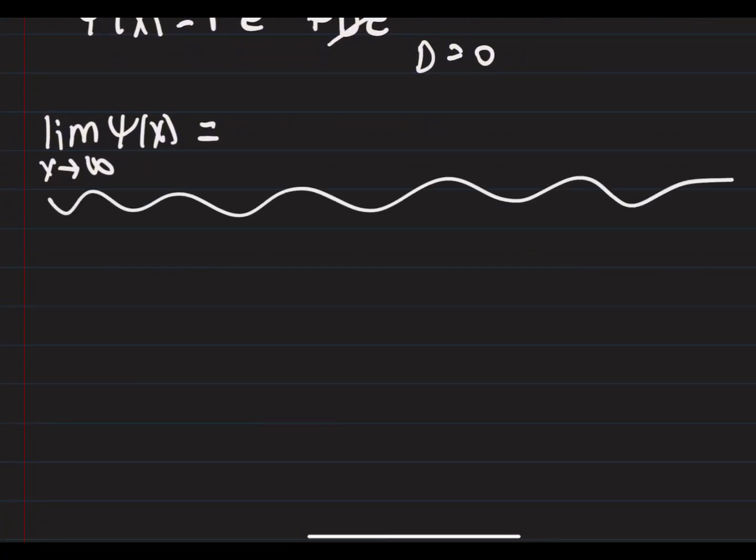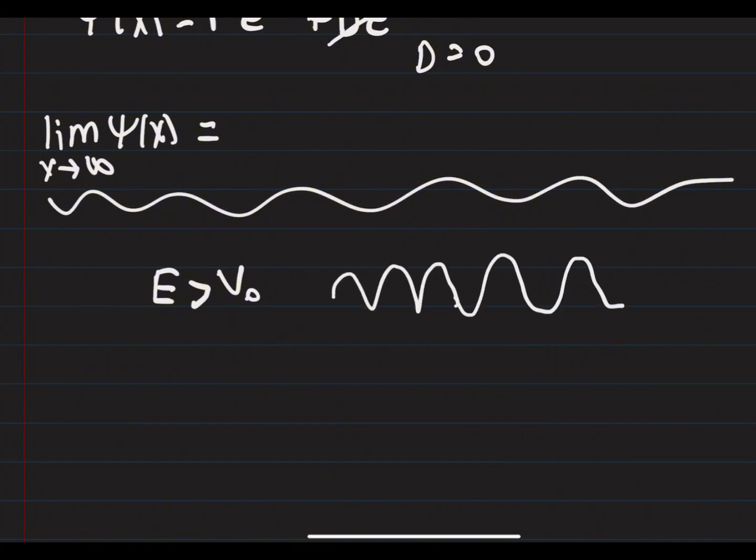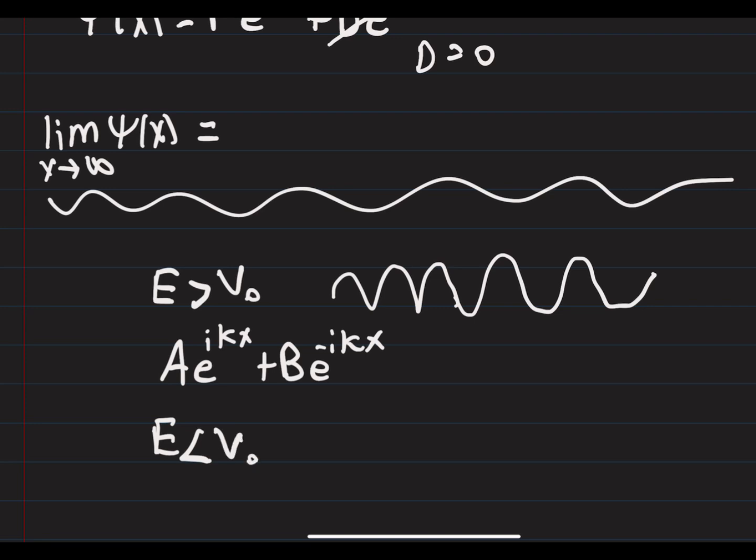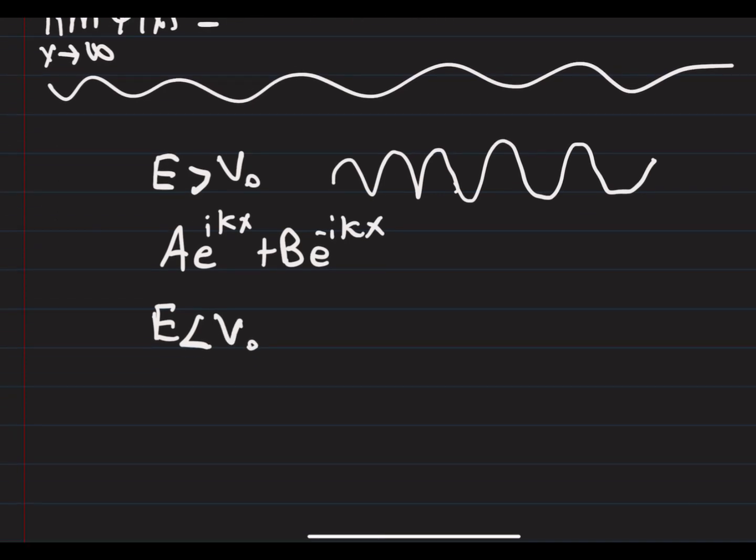So, handy little rule of thumb is, in situations like this, if your energy is greater than your potential energy, you're going to get wiggle physics. My waves aren't very good, but you're going to get something like A e to the ikx plus B e to the minus ikx. But if the energy is less than the potential, now you have tunneling. You're in a classically forbidden region. So you would get something like C e to the kappa x plus D e to the minus kappa x.